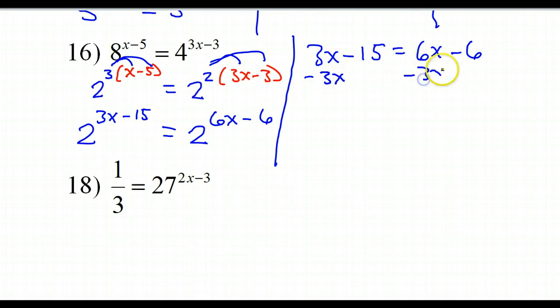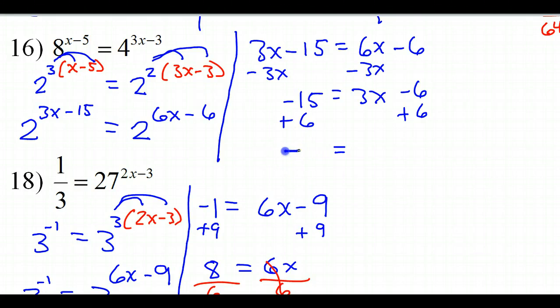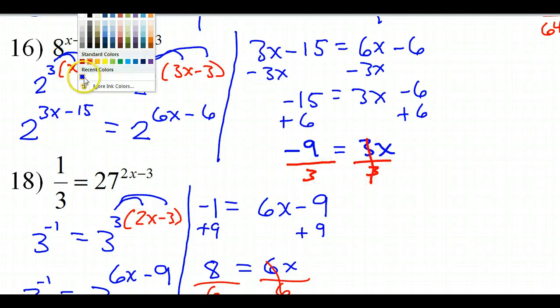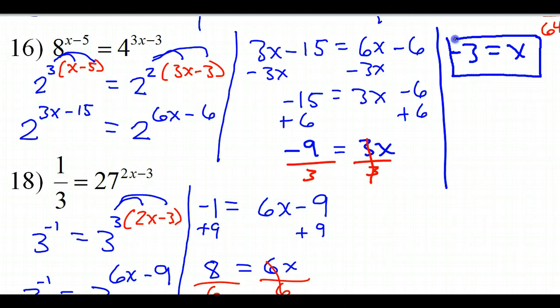So subtract 3x from both sides. This will give me negative 15 is equal to 3x minus 6. All right, go ahead and add 6 to both sides. So that's going to make negative 9. So we have negative 9 equals 3x. And of course, we will divide both sides by 3. All right, so the answer is going to be negative 3 equals x. All right, so that's how you do number 16.